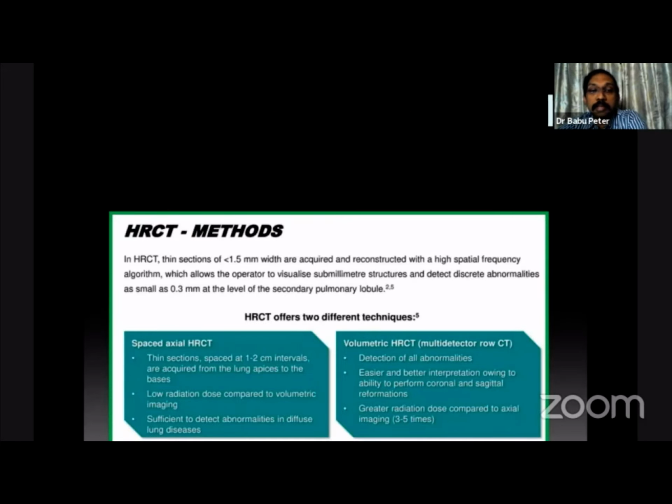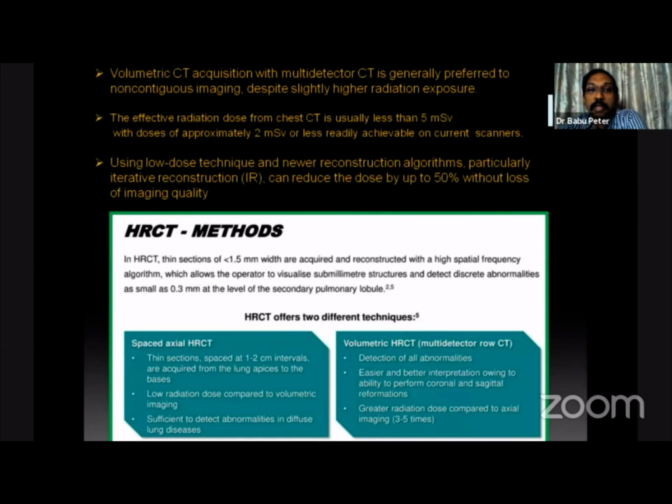So basically, the HRCT methods are of two types. One is a volumetric acquisition, which is what is routinely being done nowadays with the availability of multi-slice CT, and what we used to do earlier, which was the spaced axial HRCT. The main disadvantage of volumetric HRCT is the additional radiation dose. However, the advantage is easier and better interpretation, and we can also evaluate other abnormalities.